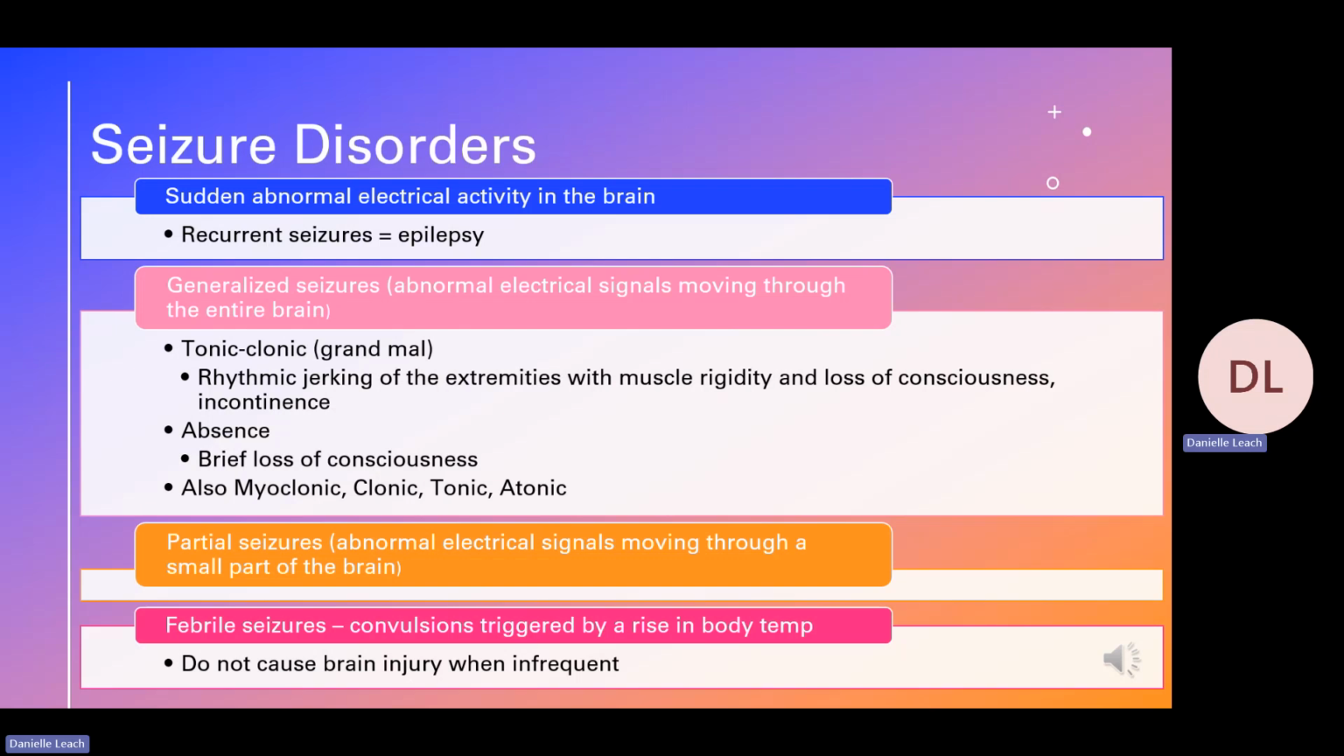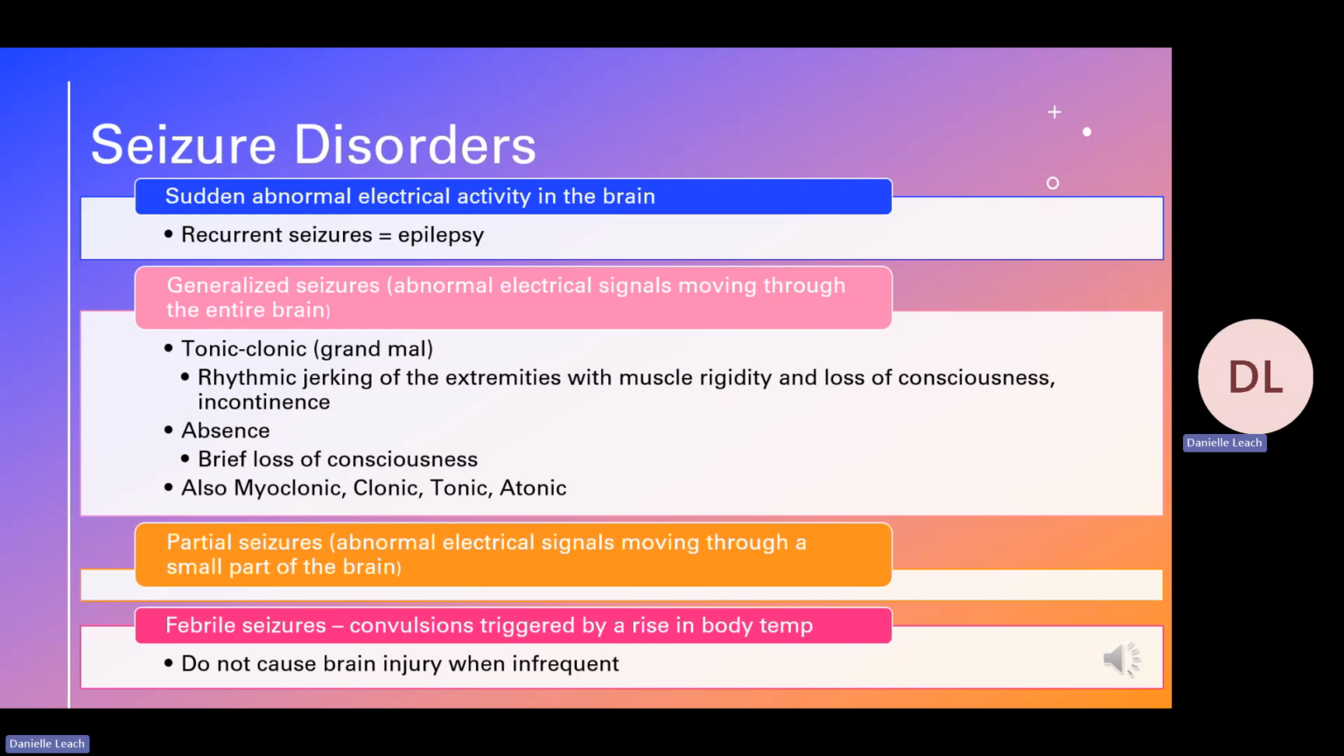Then we have partial seizures. This one is just where we have abnormal electrical signals moving throughout a small part of the brain, as opposed to generalized seizures where it's throughout the entire brain. Then we have febrile seizures, which are a little different. Febrile seizures are basically convulsions that are triggered by a rise in the patient's body temperature.